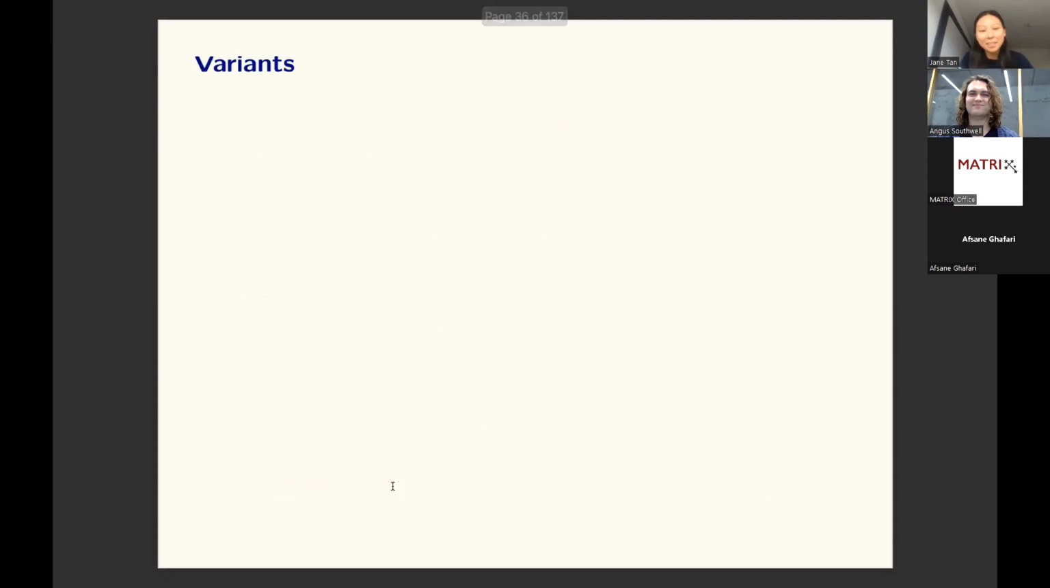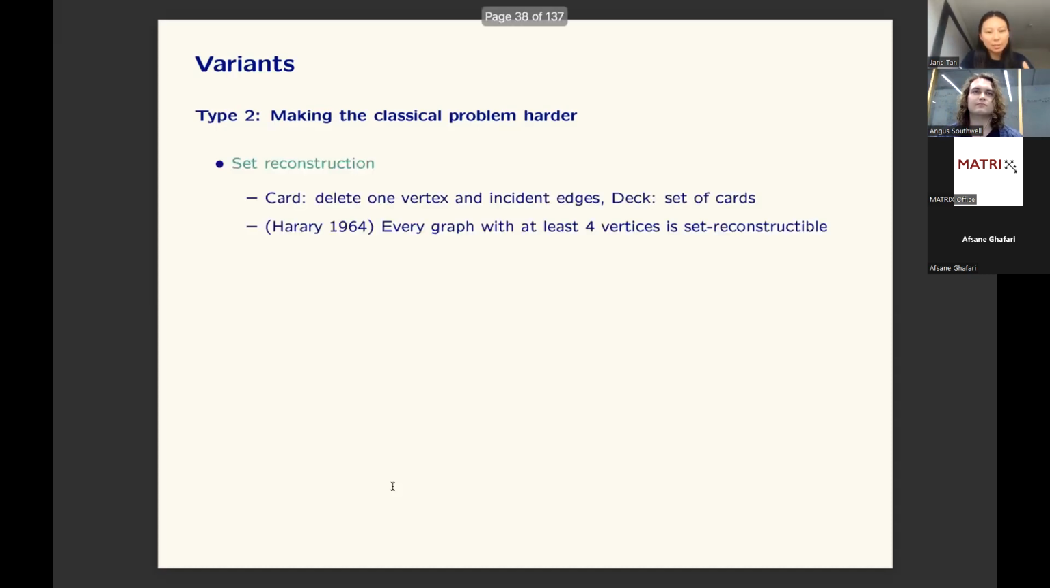We can go in the other direction as well and try to make things harder for ourselves. And you might think, oh, why would we do that? But the idea here is if we can show that something, so a parameter or class, is reconstructible from the classical deck, then maybe we could try to pinpoint the minimum information that actually determines that parameter or class. And if we could do that, it would help us to understand where the difficulty is coming from. So this is the idea.